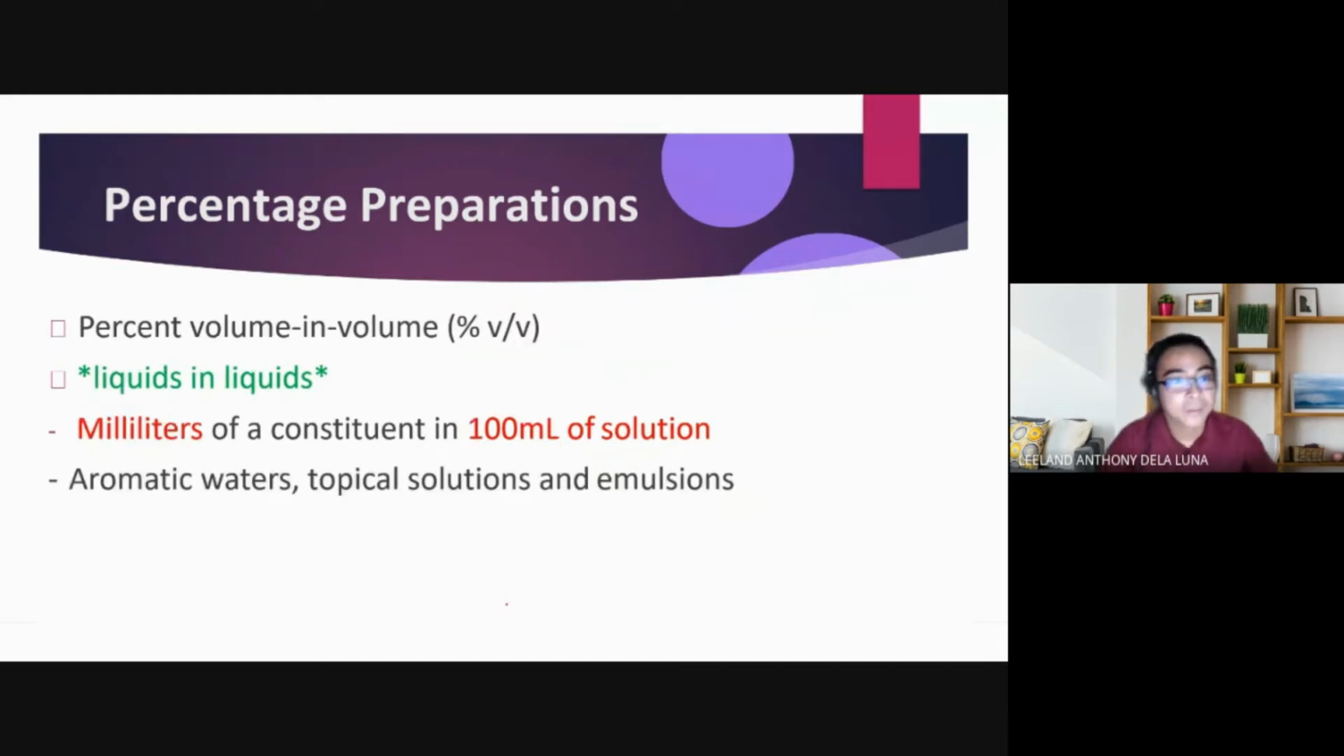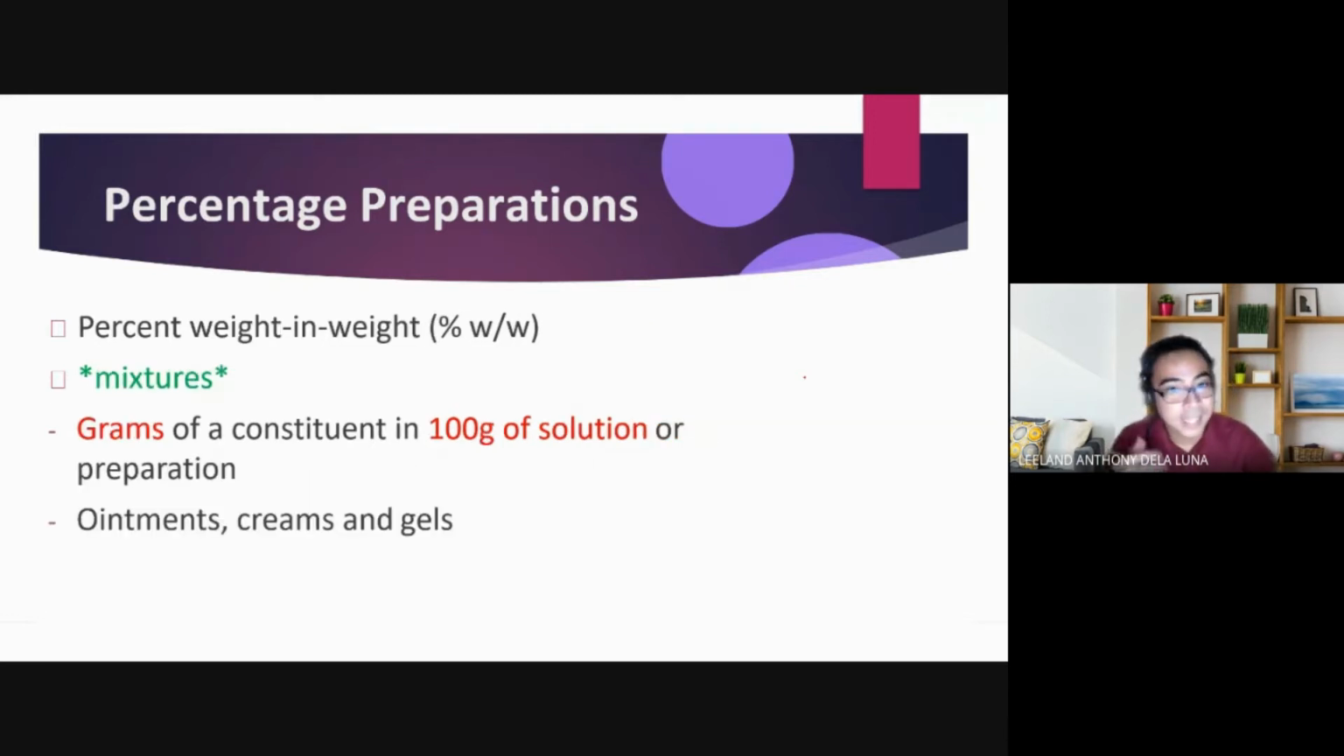Okay? Now, what about percent volume in volume? So usually liquids in liquids. ML of your solute in 100 ml of solution. Right? So kung halimbawa, 5% volume per volume. So ibig sabihin, class, that's 5 ml in 100 ml of the solution. Okay? Ganun yung expression as percent, as ratio. Okay? And same thing, class, kung weight per weight naman. Grams in 100 grams of solution.